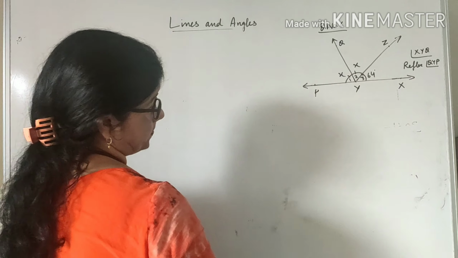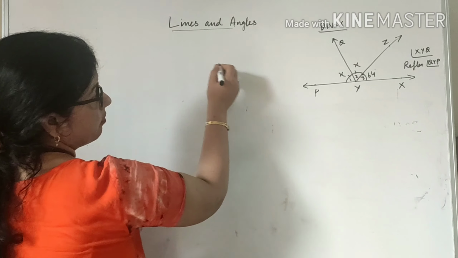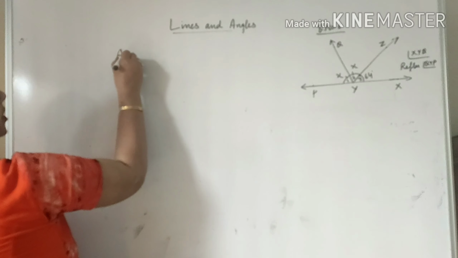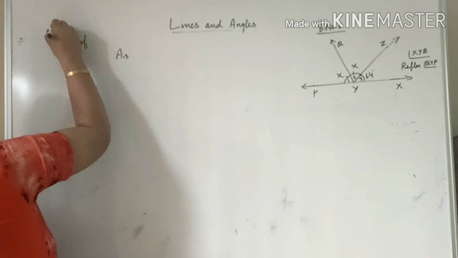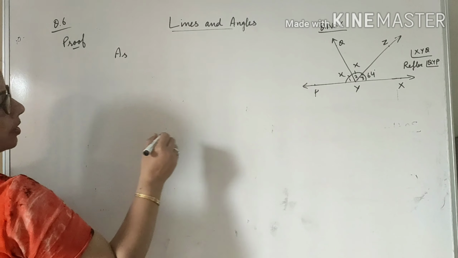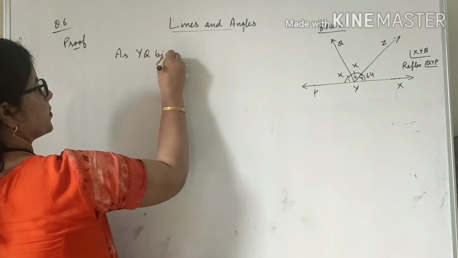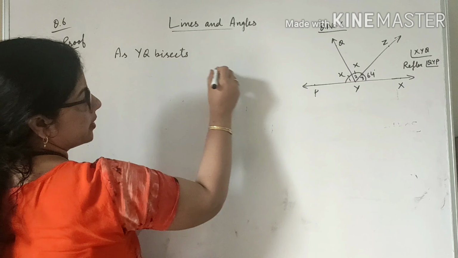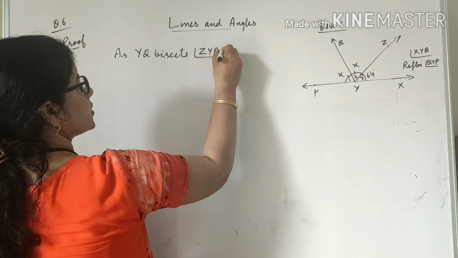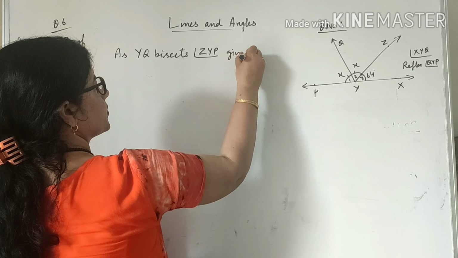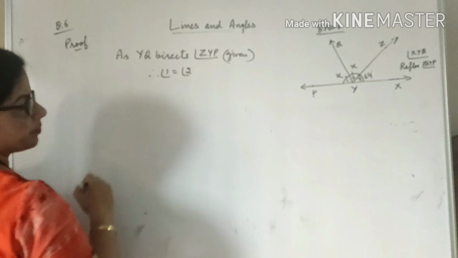Now, as YQ bisects angle ZYP, how will we start this sum? See, as YQ bisects angle ZYP. Who told this? It is given to us. So we can say angle 1 is equal to angle 2.